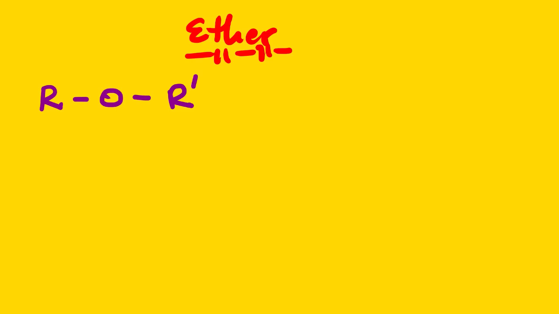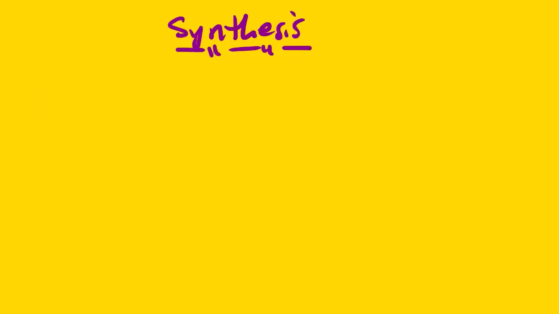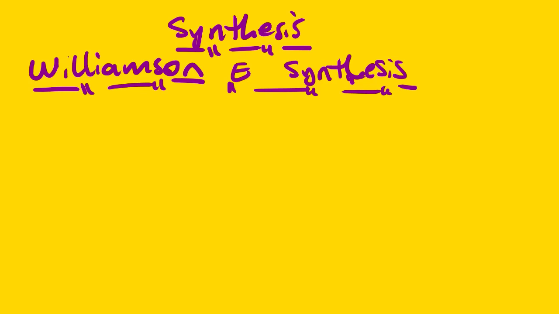In this lesson video, we'll be looking at how to create these ethers. There are two ways to generate ethers. We can either use the dehydration of alcohol, or we can use Williamson synthesis. In today's lesson, we are going to be looking at the Williamson synthesis. Williamson synthesis is very simple. We are just going to take an alkoxide and react it with a haloalkane or an alkyl halide.